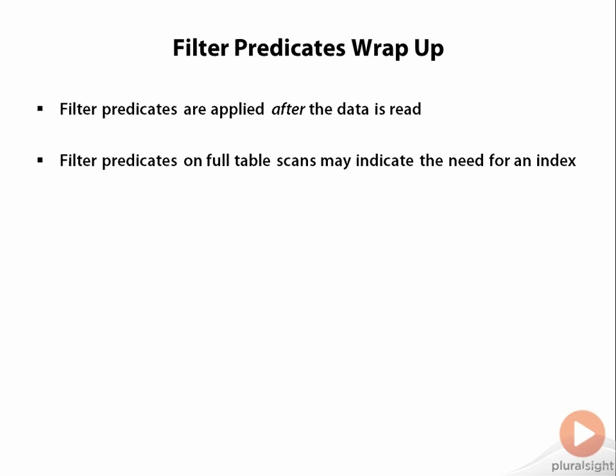If a filter predicate is being applied to a table access by row ID operation, then the predicate is only being applied to a subset of rows. This is normal behavior, as Oracle is applying the filter condition only to this smaller subset of rows after it's performed an index operation.